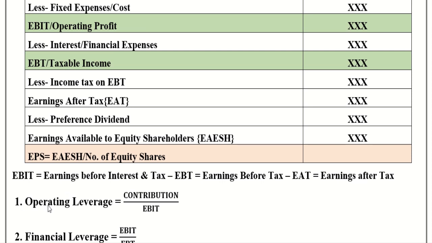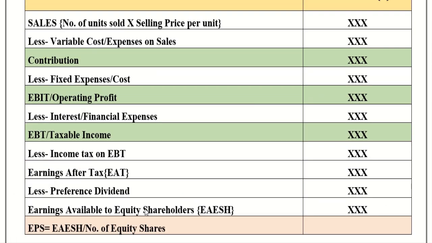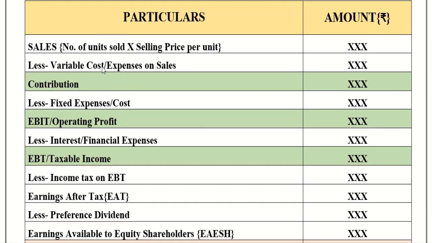First one, operating leverage. Operating leverage equals contribution divided by EBIT. It means the operating business, that is from sales to EBIT point. So here from sales to EBIT, we're going to consider this business operations. We're going to see this business operating risk, so that we're going to calculate operating leverage, the fixed cost. How are you going to use fixed cost effectively? The fixed expense, that is the fixed assets.